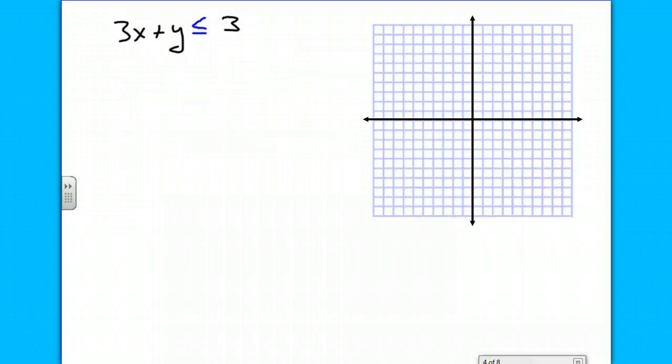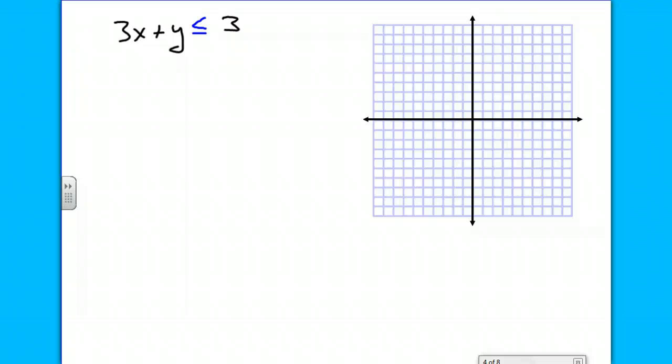Okay, let's do it again. We have 3x plus y is less than or equal to 3. There are a number of ways you have learned to graph. You could make a table. You could find your intercepts, the x-intercept and the y-intercept, and plot those, right? Or you could use your slope y-intercept form. So why don't we use the slope y-intercept form? Who can help put this into that form? Gavin?